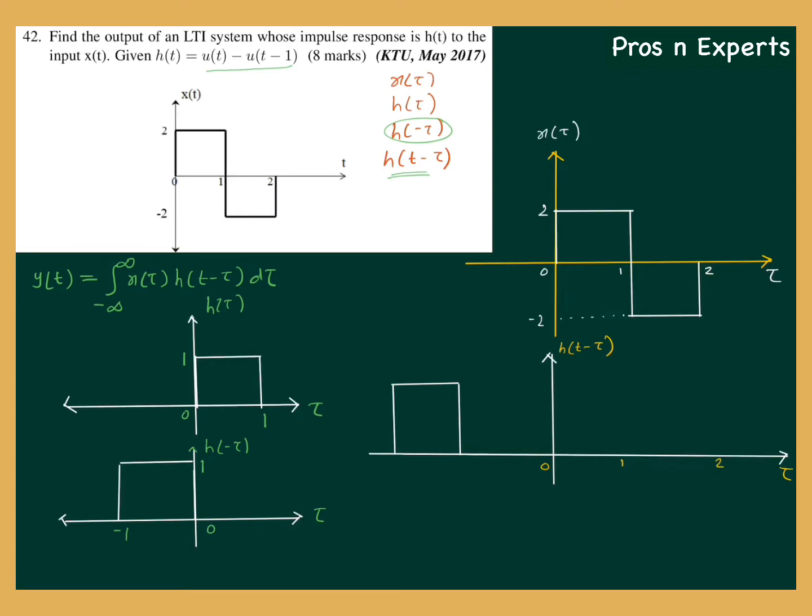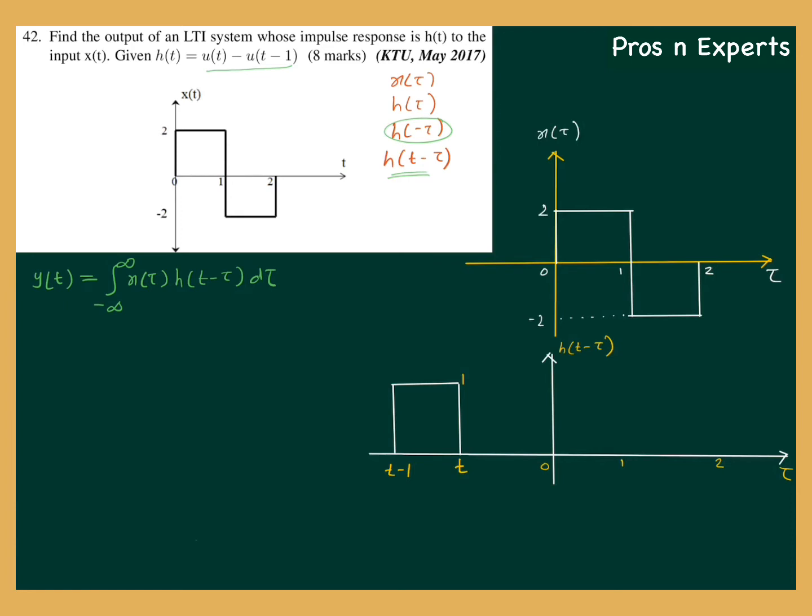So this is h of t minus tau, where h of minus tau is shifted by t units. So this n becomes t, and this is t minus 1 because the duration is 1. Okay, and the amplitude is still 1. Now what you will do is you will realize this equation: integral minus infinity to infinity x of tau into h of t minus tau.